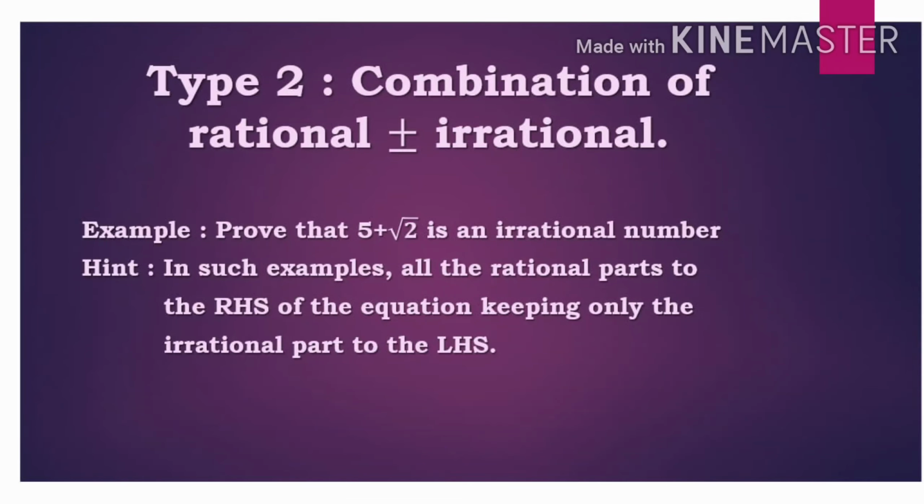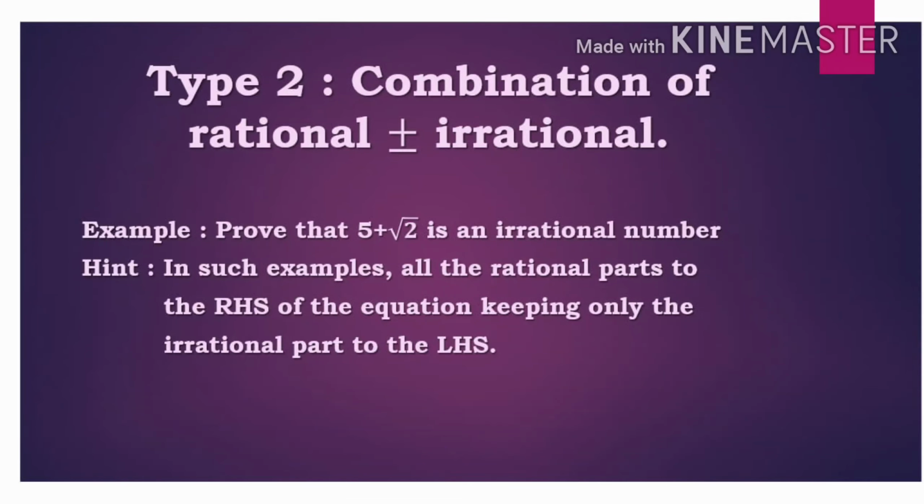Very quickly we move to type 3. Now in type 2, one was rational, one was irrational. It was very easy. Now both are irrationals. So again the same statement. Let us assume that this is a rational number. If it is a rational number, it will be a upon b, where a and b are co-prime.